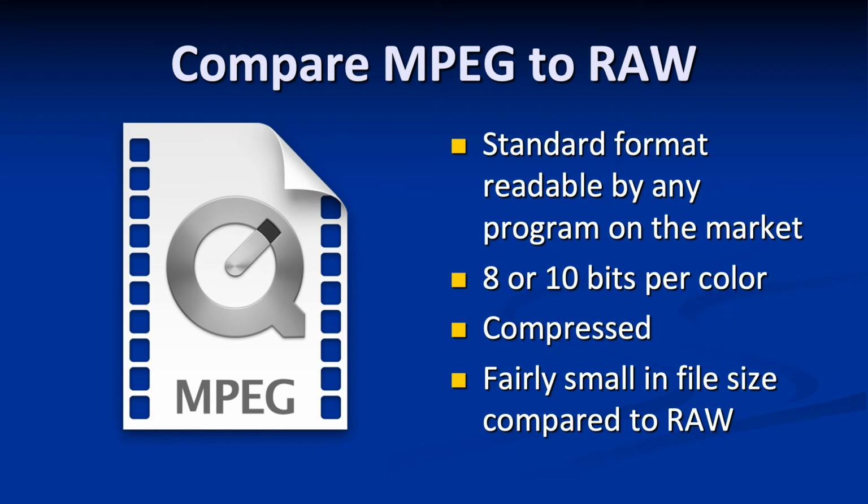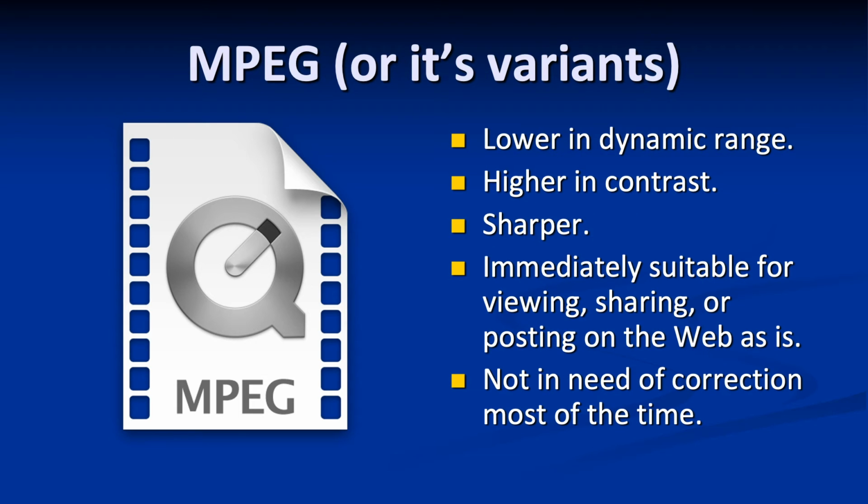You can compare MPEG to RAW by saying that an MPEG file is a standard format readable by any program on the market, typically 8 to 10 bits of color, compressed, and a fairly small file size compared to RAW. MPEG is lower in dynamic range, higher in contrast, sharper, again, immediately suitable for viewing, sharing, or posting.